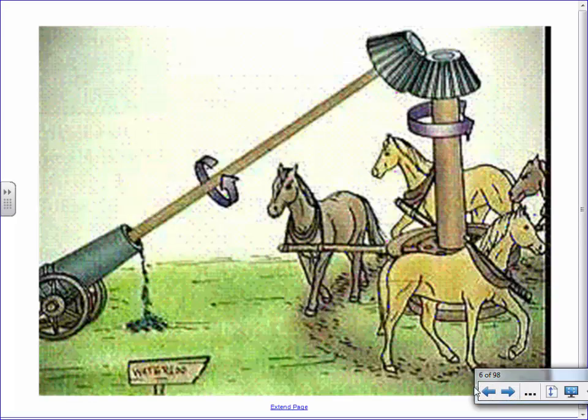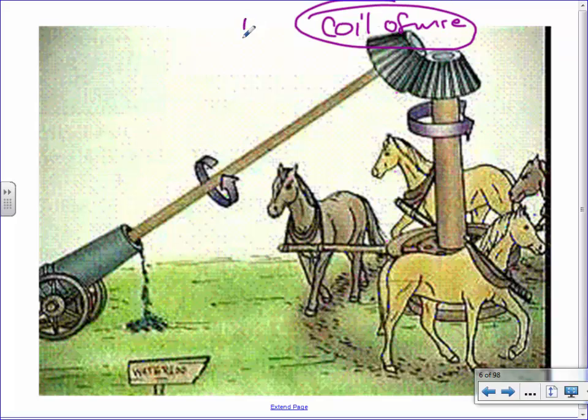You guys remember this picture way back here? We could use this to generate electricity. If these horses were to spin around in circles, all we'd have to do is set up a way for there to be a coil of wire rotating inside. Usually you'd use a horseshoe magnet.